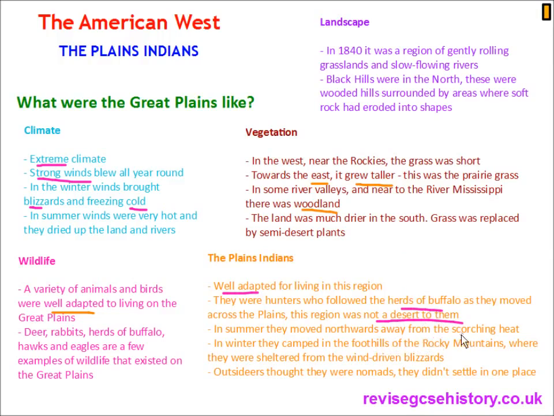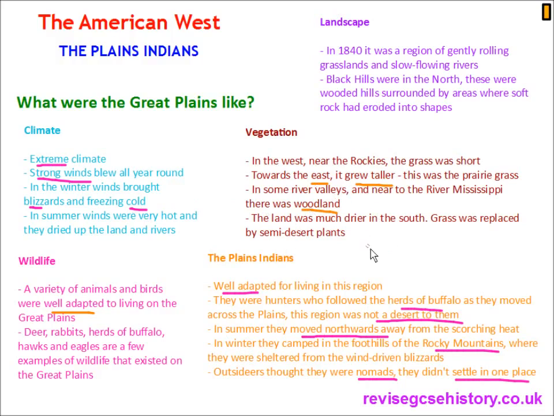In the summer, the Plains Indians moved northwards, away from the scorching heat, and in winter they camped in the foothills of the Rocky Mountains, where they were sheltered from wind-driven blizzards. Outsiders thought they were nomads because they didn't settle in one place, but I think the Plains Indians would disagree with this because they'd say, we do settle in one place, and that one place is the Great Plains.